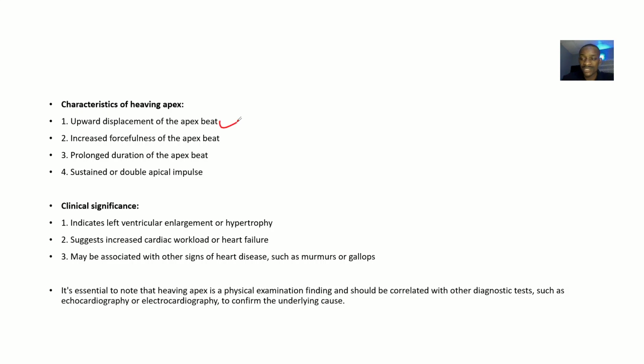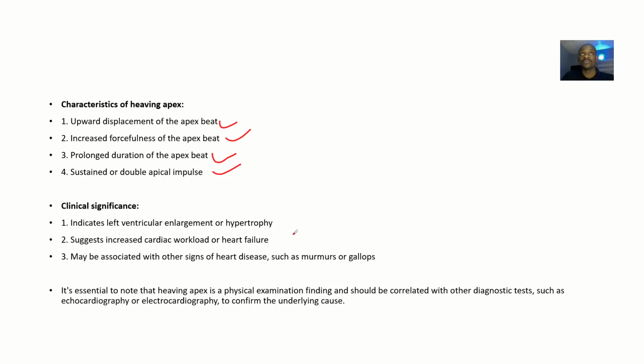There will be upward displacement of the apex beat, right? So the apex beat will no longer be felt in the fifth intercostal space, but somewhere upper, right? There will be increased forcefulness of the apex beat because the heart is having some problems, then it's now trying to overwork itself. There will be prolonged duration. There will be a sustained or double impulse, okay, beats, right?